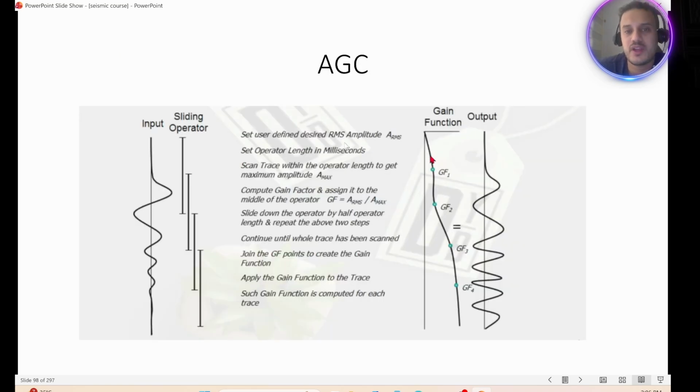And this is how the AGC, the automatic gain control, works. First you set the average, the root mean square, the average amplitude, and then we set the maximum amplitude and then compute the gain factor. So the gain factor will be the average amplitude divided by the maximum amplitude. And we're going from this input, the low frequencies in here, to enhance the low frequencies.